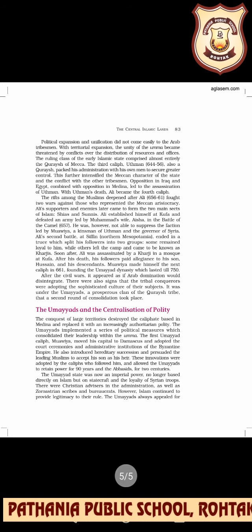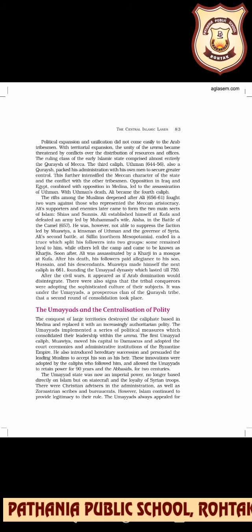Now the political expansion and unification didn't come easily to the Arab tribesmen. With territorial expansion, the unity of the Ummah became threatened by conflicts over the distribution of resources and offices. The ruling class of the early Islamic State comprised almost entirely the Quraysh of Mecca. Now beta, whatever ruling class was there, that comprised mostly Quraysh, beta, this was the tribe of Prophet Muhammad, right? And the third Caliph Uthman, also a Quraysh, packed the administration with his own men to secure greater control.